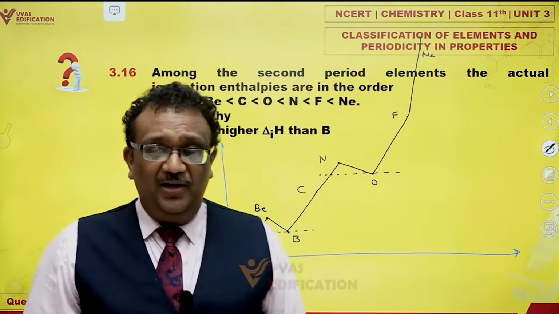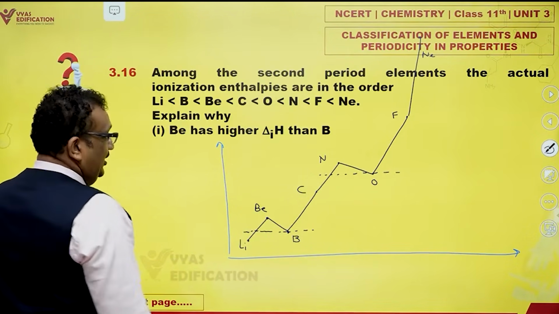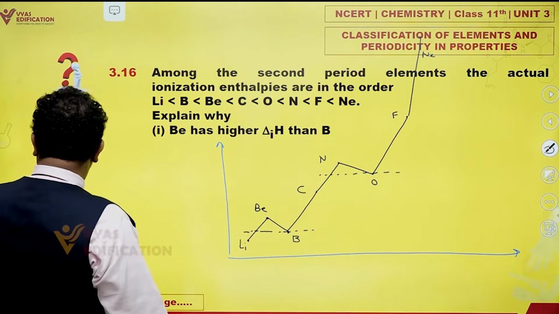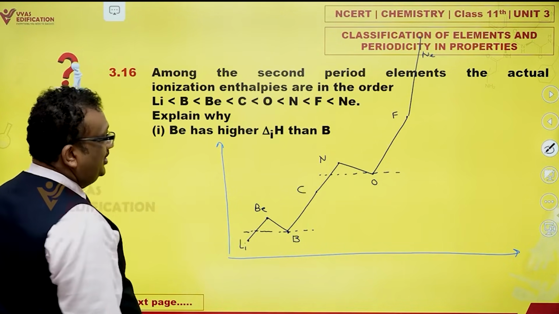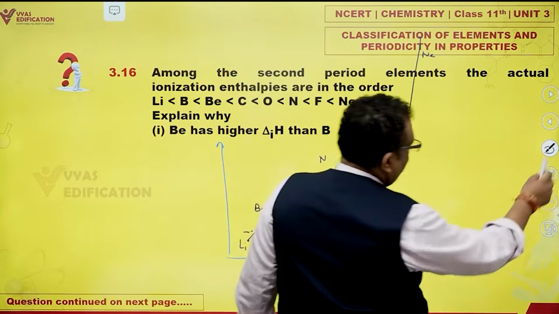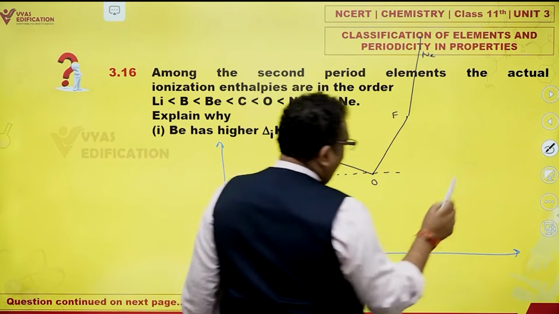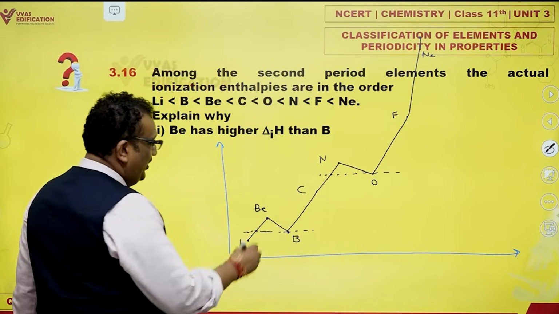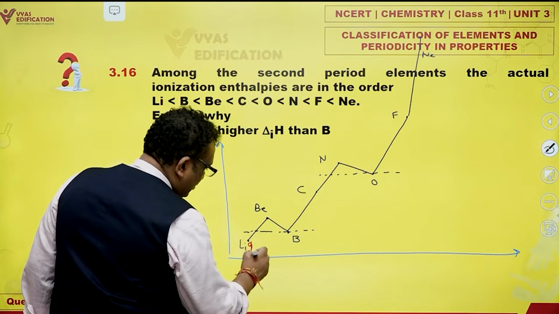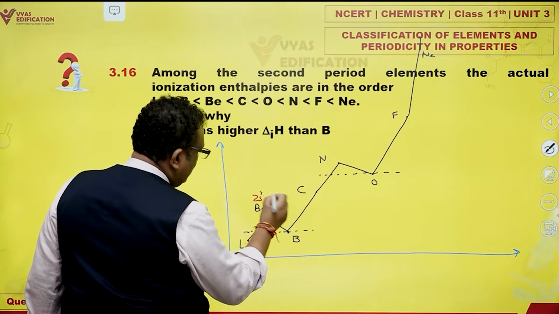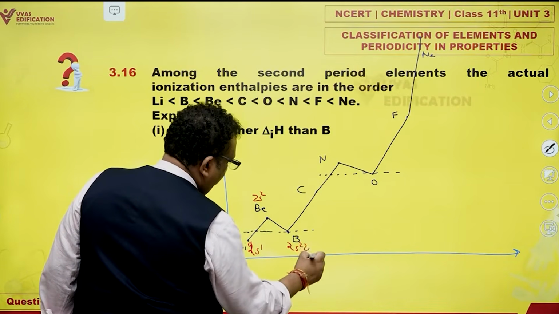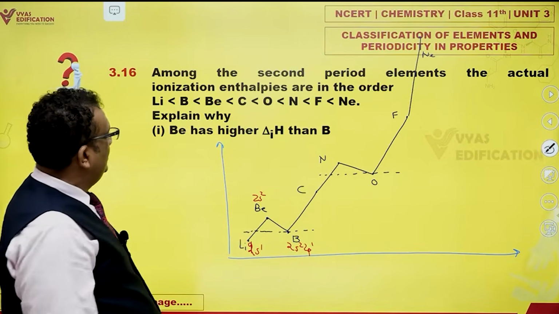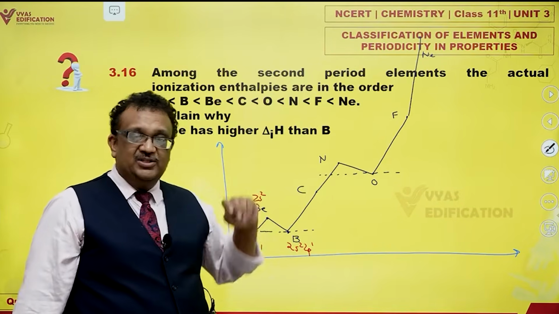And I have been asked to explain these two dips. Why a dip at boron and why a dip at oxygen. Actually, if you look carefully, you can relate this with their electronic configuration. Lithium is 2s1, beryllium is 2s2, boron is 2s2, 2p1. So beryllium has higher delta H ionization than boron.